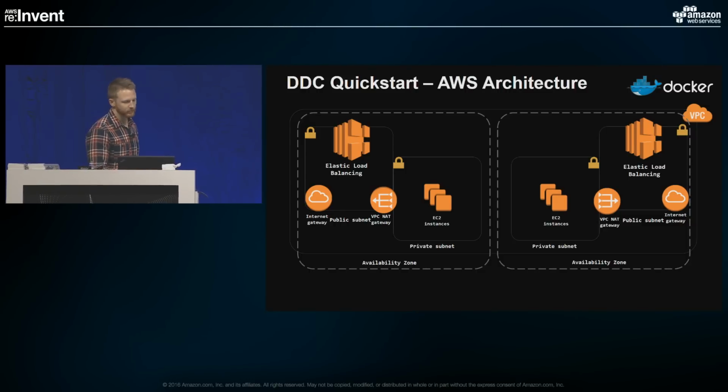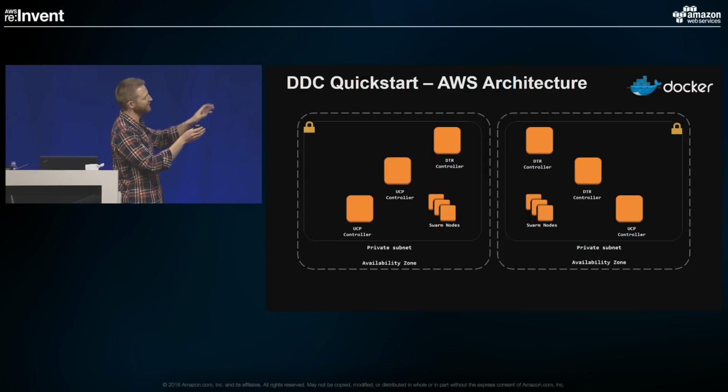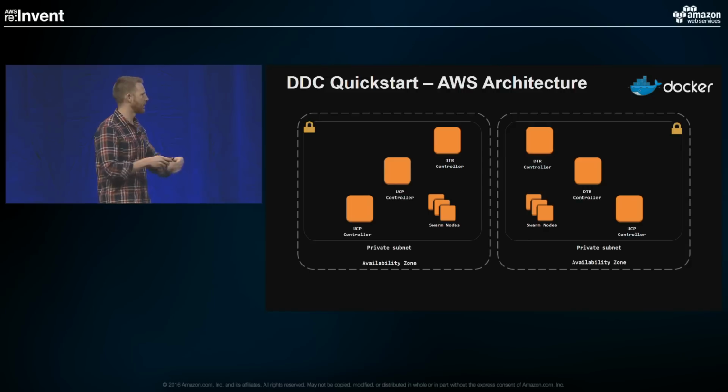So we're going to zoom in here on the private subnet and look at what the configuration of the EC2 instances look like. We have, by default, 3 DTR controllers, 3 UCP controllers, and they're kind of irregularly distributed across the availability zones here. And then the Swarm nodes run in an auto-scaling group across both of the AZs. So cool stuff.